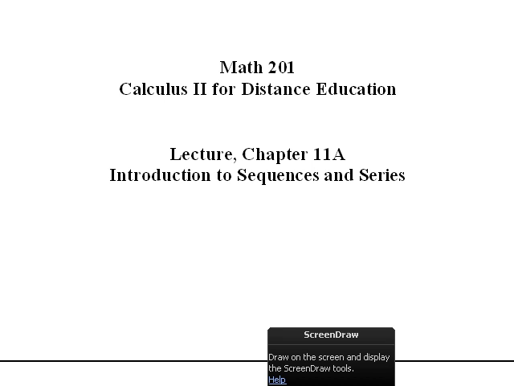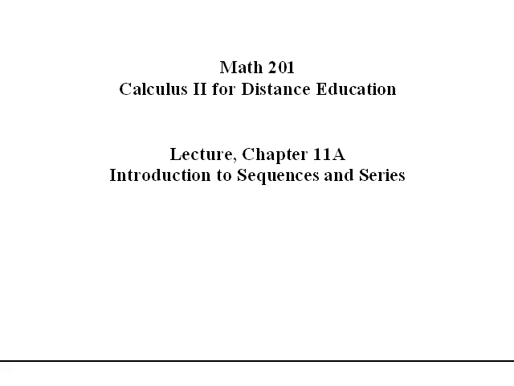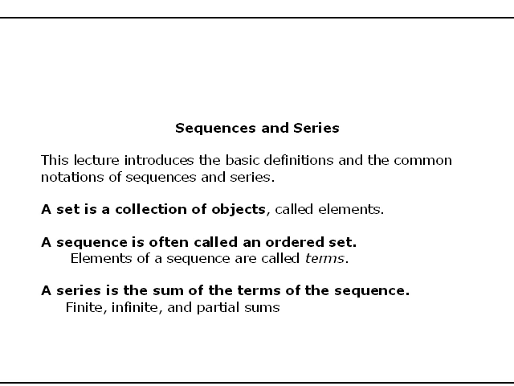This is Lecture 11A. It is a brief introduction to sequences and series. I'm sure you're familiar with the definitions of sequences and series. Usually you start with the idea of a set being a collection of objects, and these objects in a set are called the elements. So for a set, it's just any collection of objects. The objects are called elements.